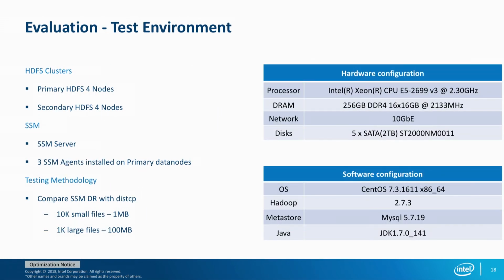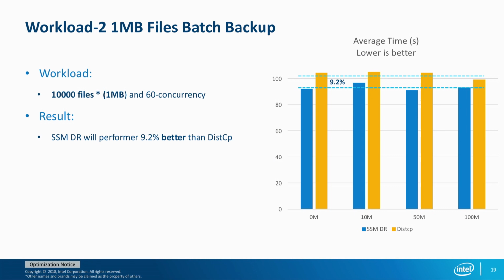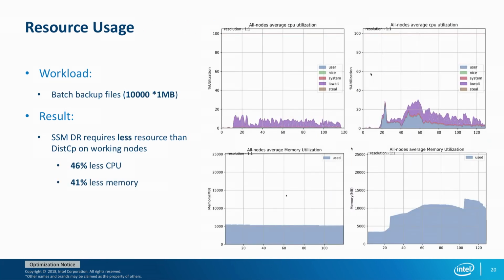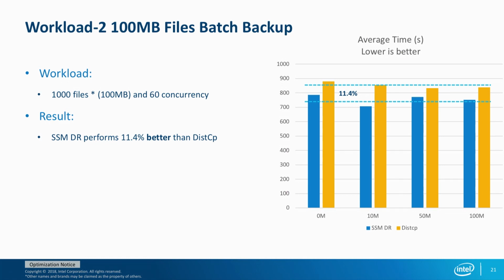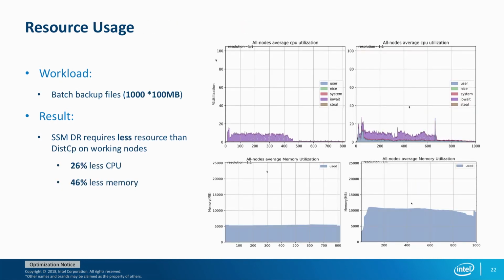So we made an evaluation of our disaster recovery. We built two clusters with a few nodes. We placed our server and agents. We ran some tasks. We copied a lot of files from one cluster to another cluster. For small files, we found that our disaster recovery is 90% better than DistCp, and it used 46% less CPU and 41% less memory. For large files, we are 11% better than DistCp, and we use 26% less CPU and 46% less memory.